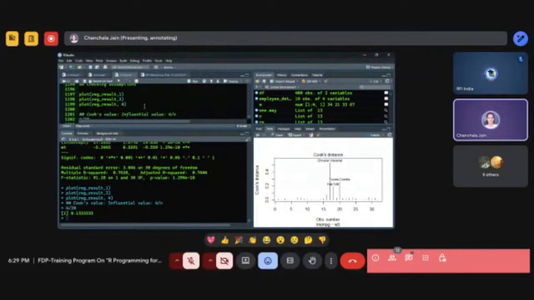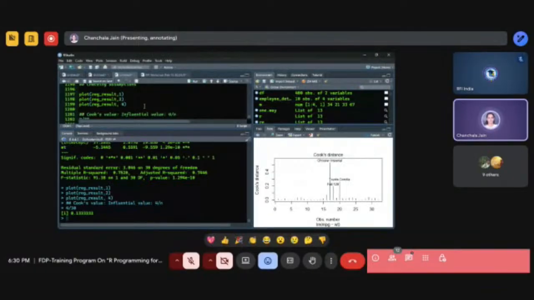Then we talked about how we can measure the correlation using Karl Pearson's coefficient of correlation, and we represent it by the small r. R value minimum can be -1, maximum can be +1, right? Using the cor.test function, we can perform the correlation and interpret it, right?